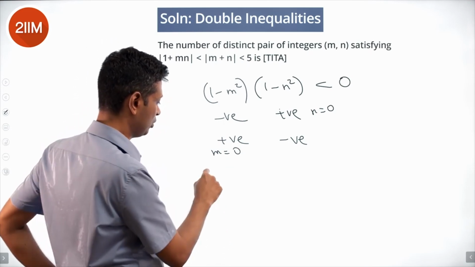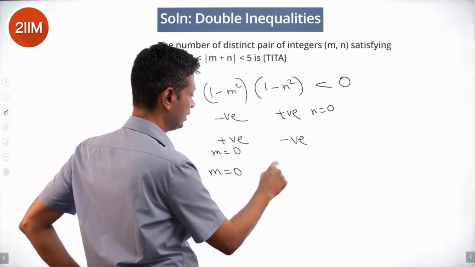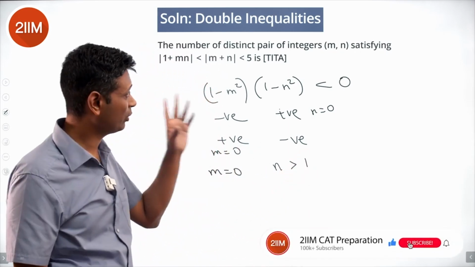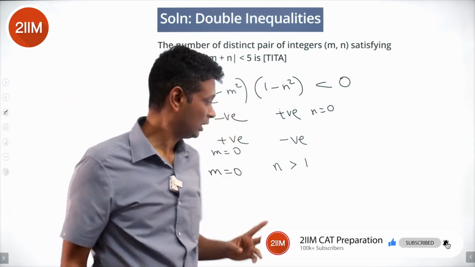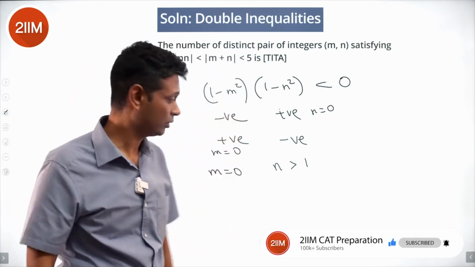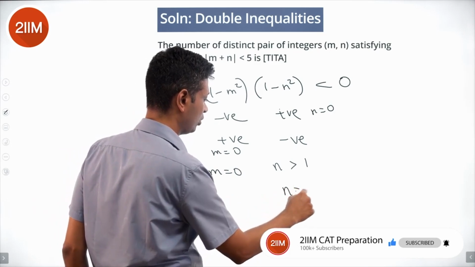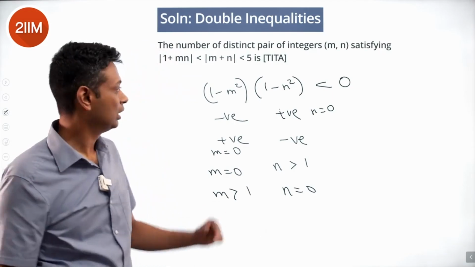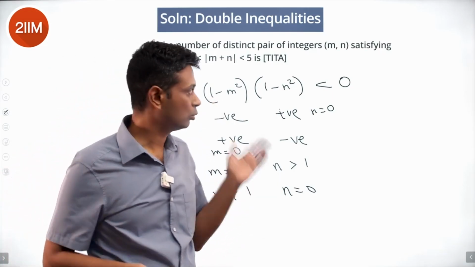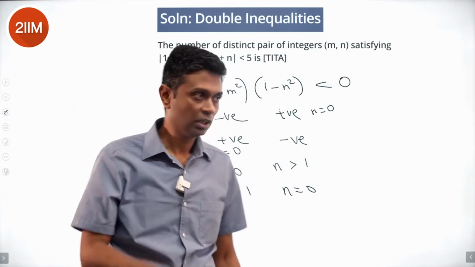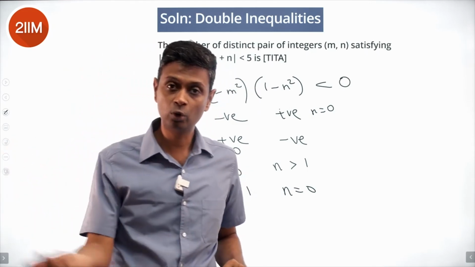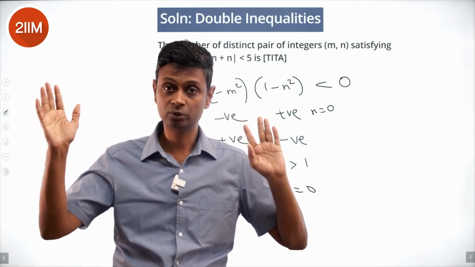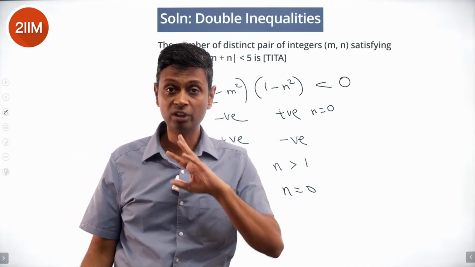So m equal to 0, n greater than 1 works. If m or n were 1, this won't work, it will become 0. If m is 0, n greater than 1 works. Or n equals 0, m greater than 1 works. Nothing else is possible. If m and n are both more than 1, both will become negative, product will become positive. If either of them is 1, product will go to 0. That doesn't work. So one of them should be 0, other one should be greater than 1. So m is 0, n greater than 1, or n is 0, m greater than 1.